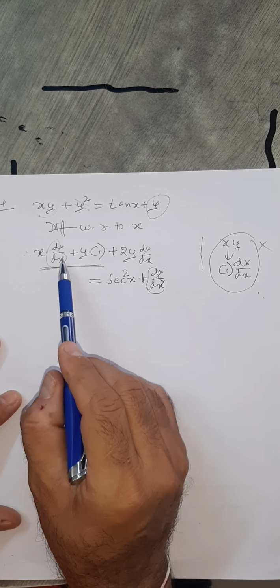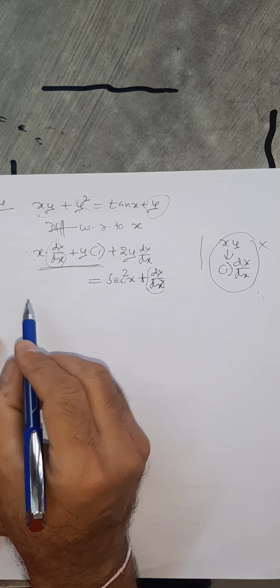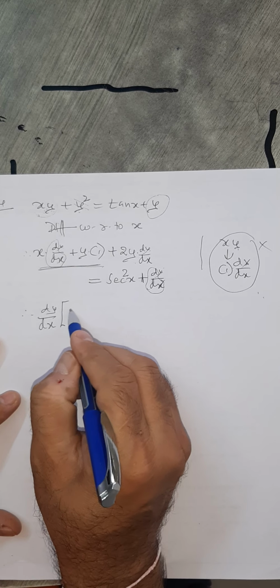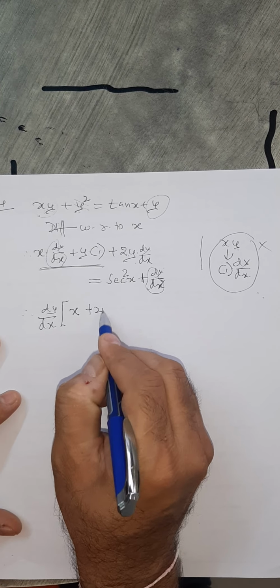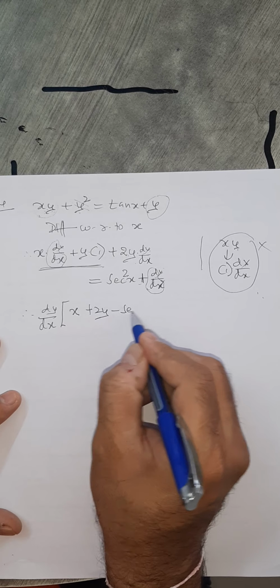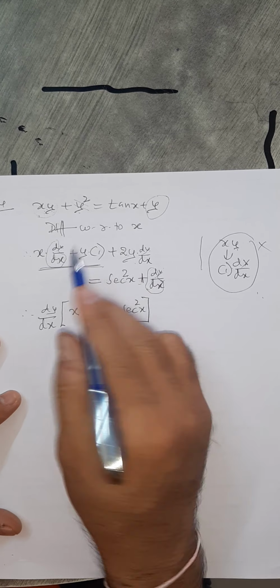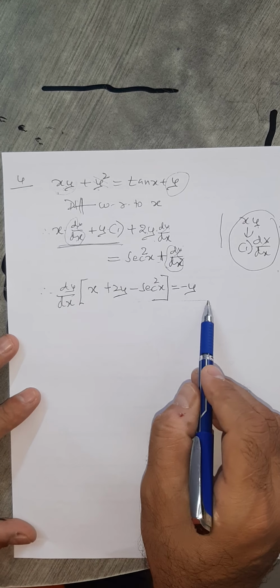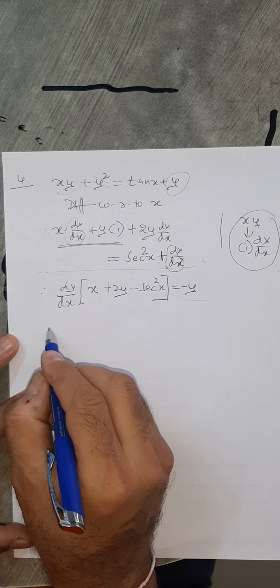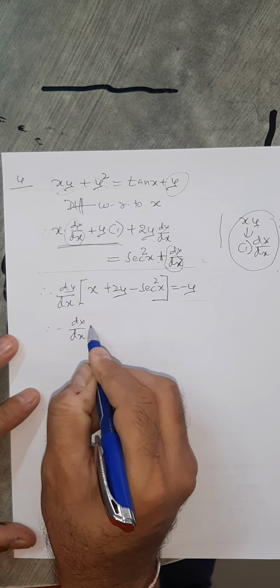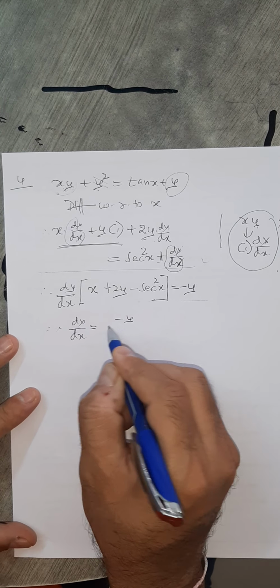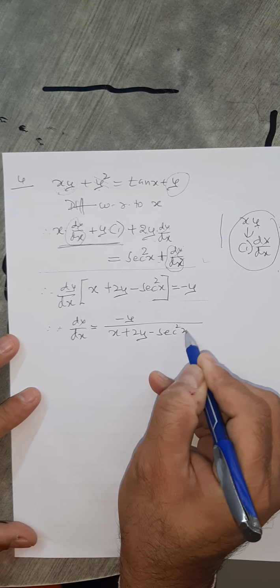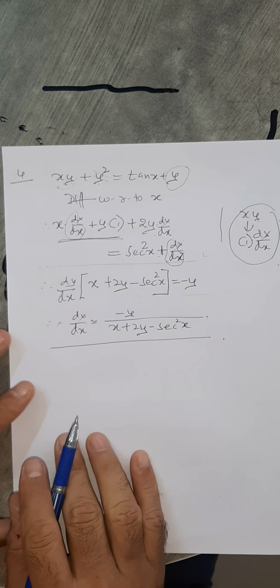Now how many terms are having dy by dx? 1, 2 and 3. So I'll take all these terms on one side. So dy by dx, here you have x, here you have 2y. I'll take this one on the left side. So minus sec square x, and this y I'm taking on the other side. So minus y. This is simple algebra, remember. Differentiation is over here. Okay, so what is dy by dx? That is here minus y upon x plus 2y minus sec square x. This is your answer.